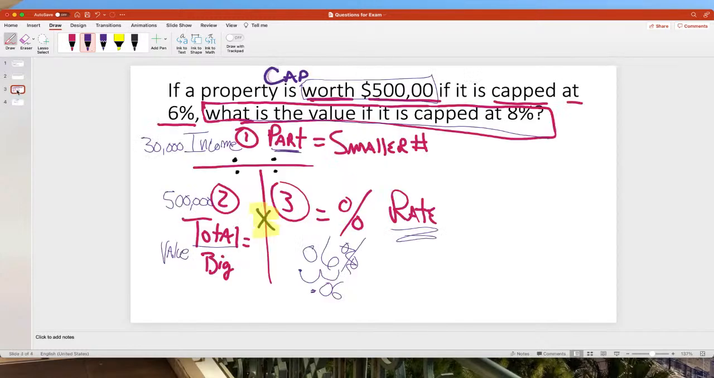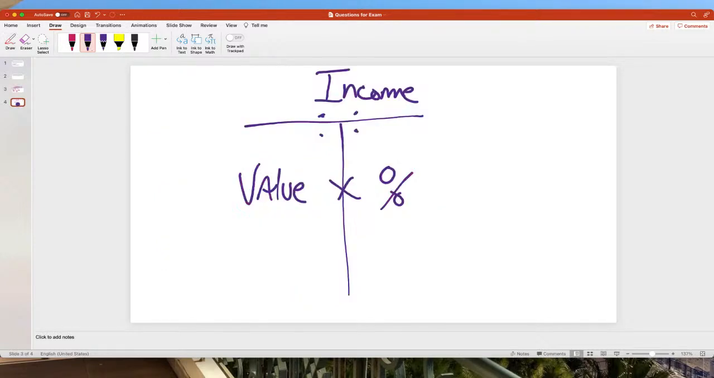This is value. And this is percent. We go back to the problem. What is the value if it's capped at 8%? Well, we're solving for value now, right? So I already can tell you my math is going to be division, because remember, whenever you have one at the top and one on the bottom, your math tells you to divide.